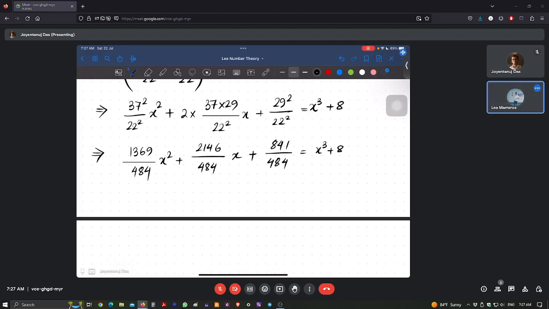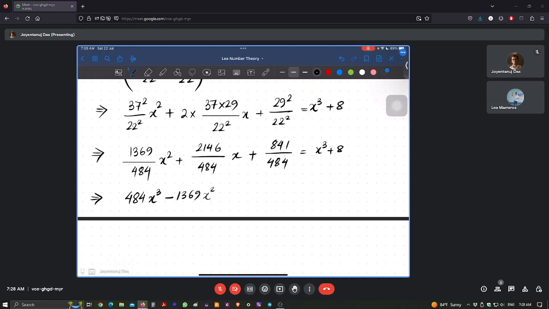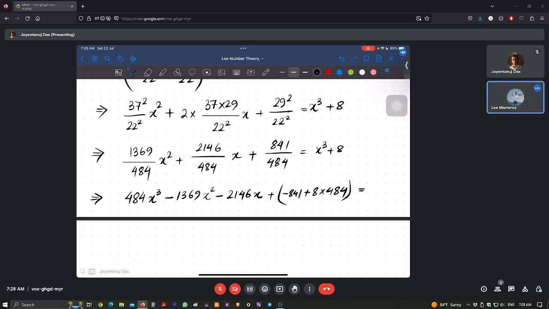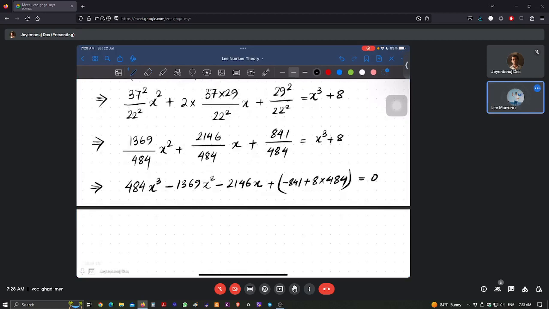So to simplify, we multiply by 484 on the other side and take everything to one side. So 484 x cube minus 1369 x square minus 2146 x. The constant term we have to simplify: 841 minus 8 times 484. Let's see, how much will that be?